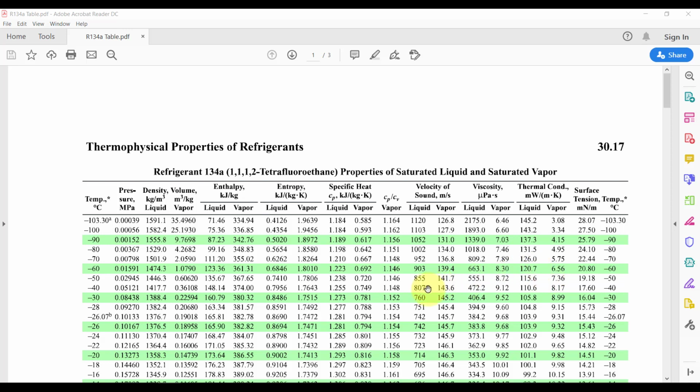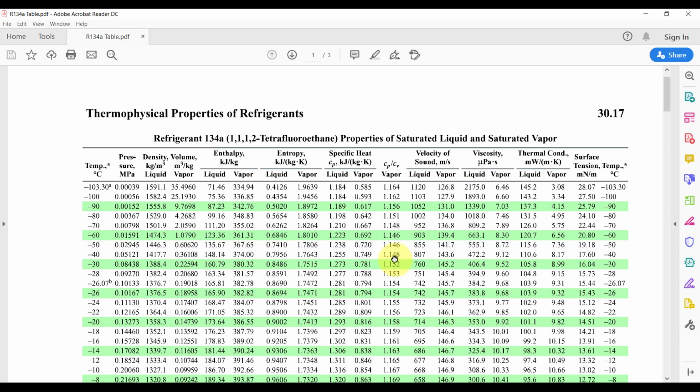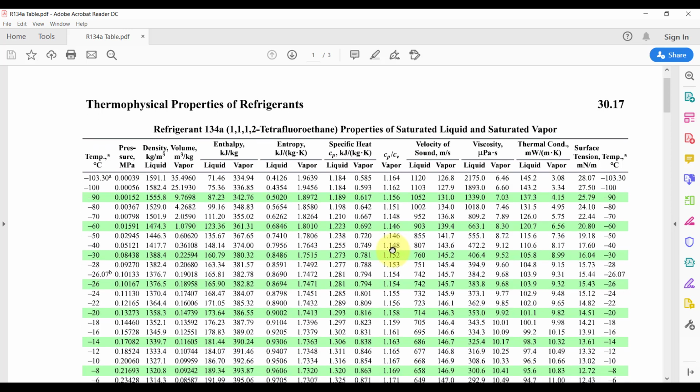Bago tayo magsimula sa pag-solve ng isang problem patungkol sa SVCC, ay tignan muna natin ang R134A refrigerant table na gagamitin natin sa problem na ito. So sabi dito, we have thermophysical properties of refrigerants, and the refrigerant name that we have is refrigerant 134A or R134A. So nakasulat dito yung kanyang chemical name, and also nakasulat din dito na itong page na ito ay para sa properties of saturated liquid and saturated vapor.